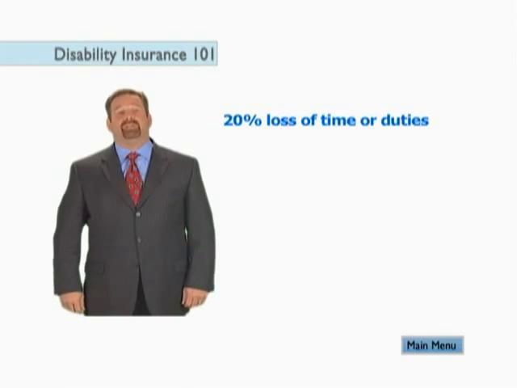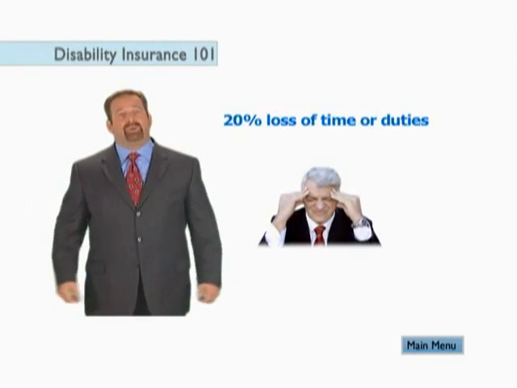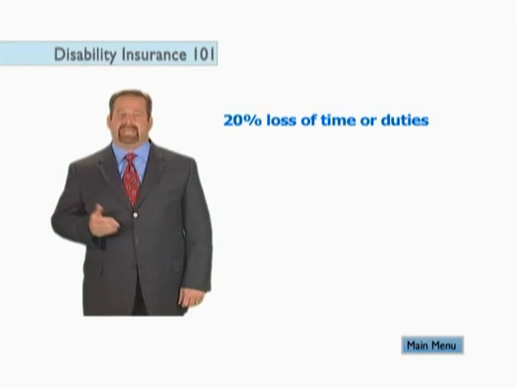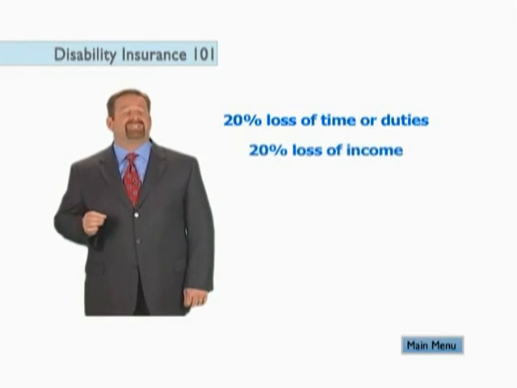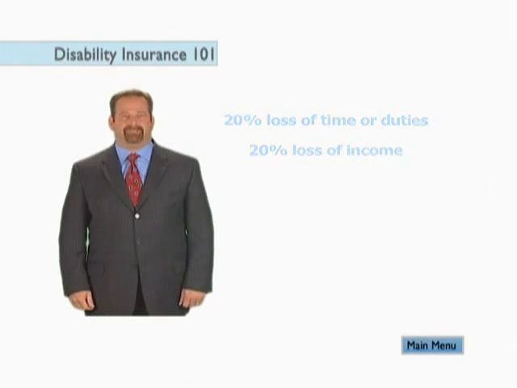If you were a lawyer and you normally work 8 hours per day, but because of migraine headaches, you can only work 6 hours per day, you have a 25% loss of time, and you meet the definition. And the last piece is a minimum of a 20% loss of income. Sometimes a business owner could work less time or do fewer duties and still have the same income in the short run. And because of this, the policies also require a minimum of a 20% loss of income.